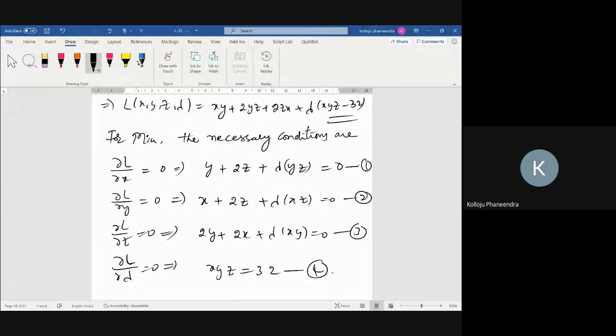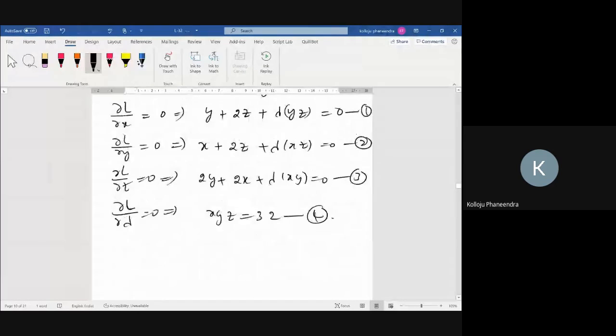Equation 4. Now I have to solve these 4 equations for the 4 unknowns. What are the unknowns? X, y, z and lambda. So what is the logic? The logic is you can do it in any manner to solve these equations. The simple way is, in the first equation there is no x. In the second equation there is no y. So I will take 1 into x minus 2 into y.